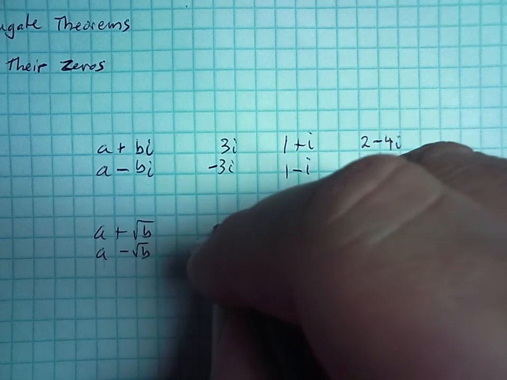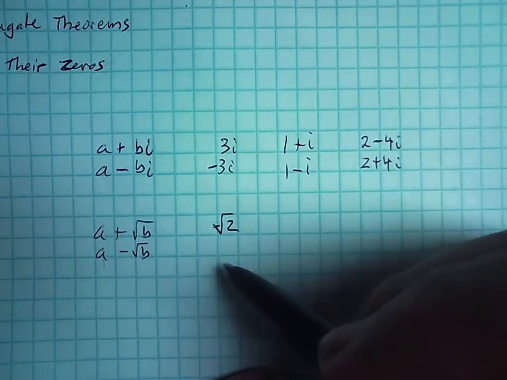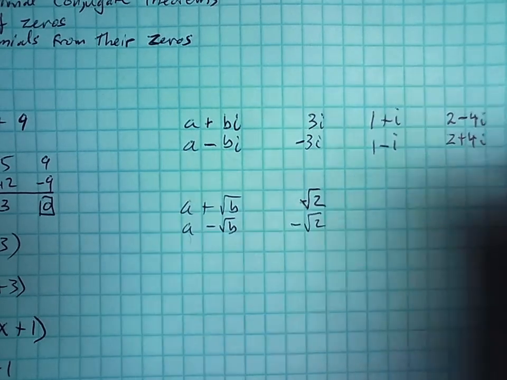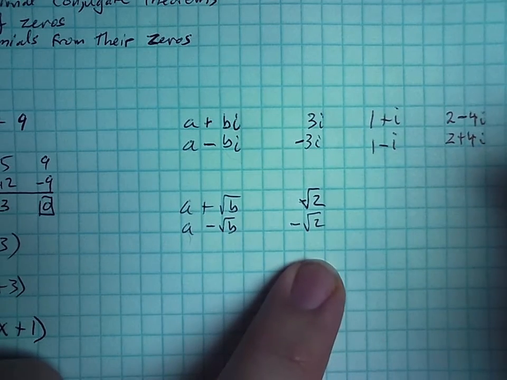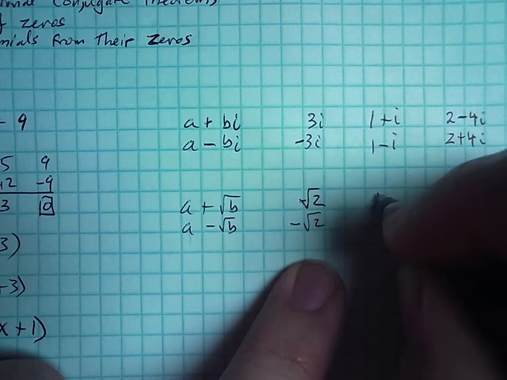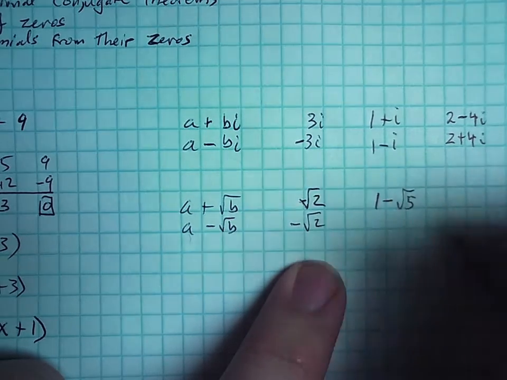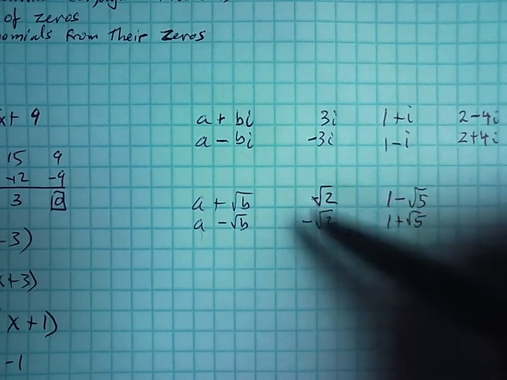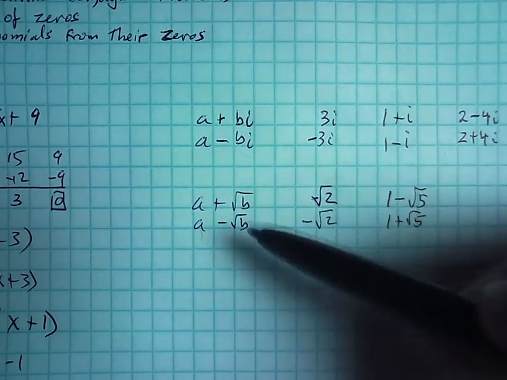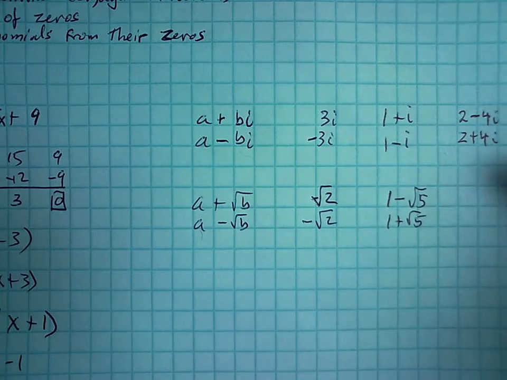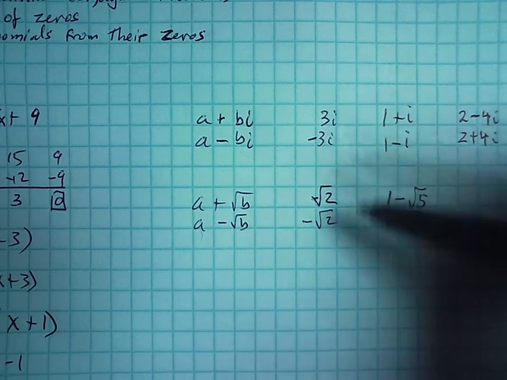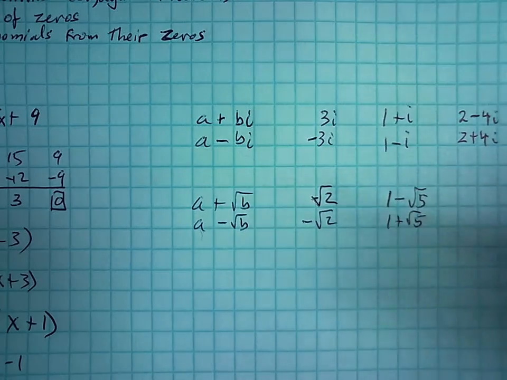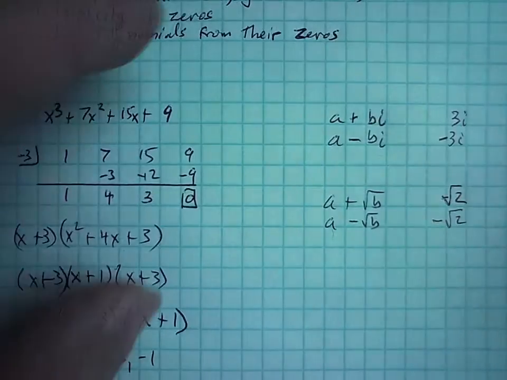It works the same with square roots. If the square root of 2 is one of your solutions, and there's no square roots in your polynomial, then negative square root of 2 will also be a solution. Similarly, if you have 1 minus the square root of 5, you'll also have 1 plus the square root of 5. So those are conjugate pairs, and as long as what you have is a square root as one of your solutions, either i, a square root of a negative, or just a square root of not a perfect square, its conjugate will also be one of your solutions.